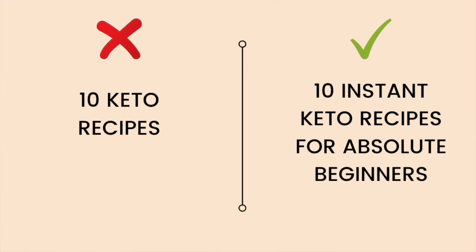For example, you can create a title which says 10 keto recipes, or you can create a pin title which says 10 instant keto recipes for absolute beginners. Now, when you add these power words such as instant and absolute, this actually makes the user want to go out and check out that pin instead of the pin that just said 10 keto recipes, because I can always come back and check out the 10 keto recipes later. What's so interesting about 10 keto recipes right now?